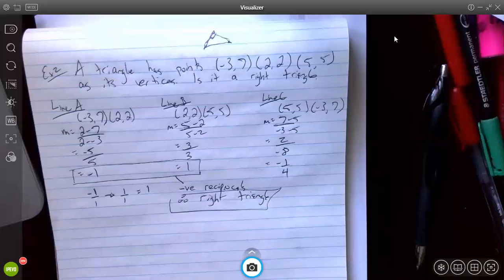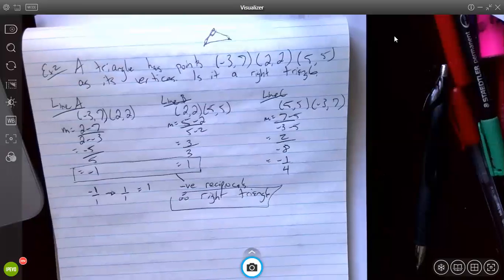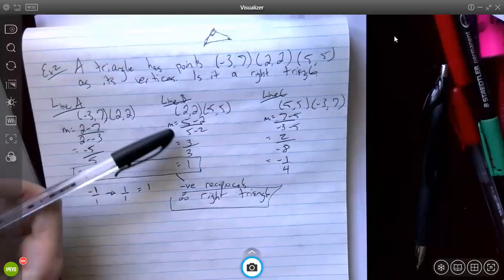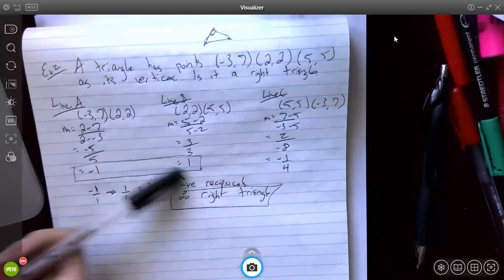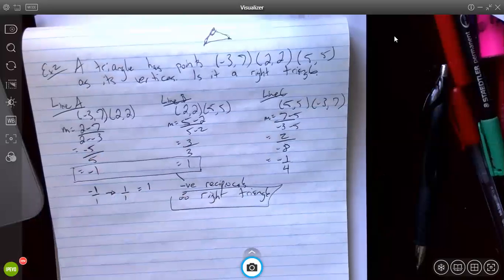Okay, so for any of the questions that you see in this section that are asking you to identify if lines are parallel or perpendicular, you're always just going to find the slopes of the lines and then compare them to see if any of them are the same or negative reciprocals of one another.